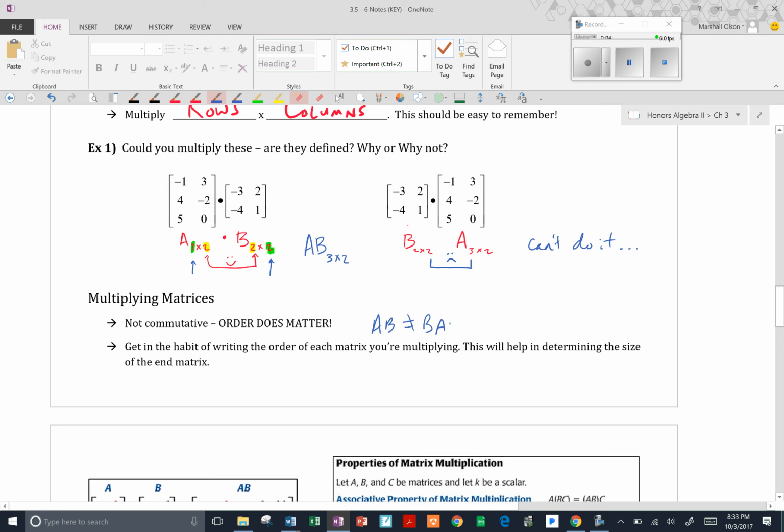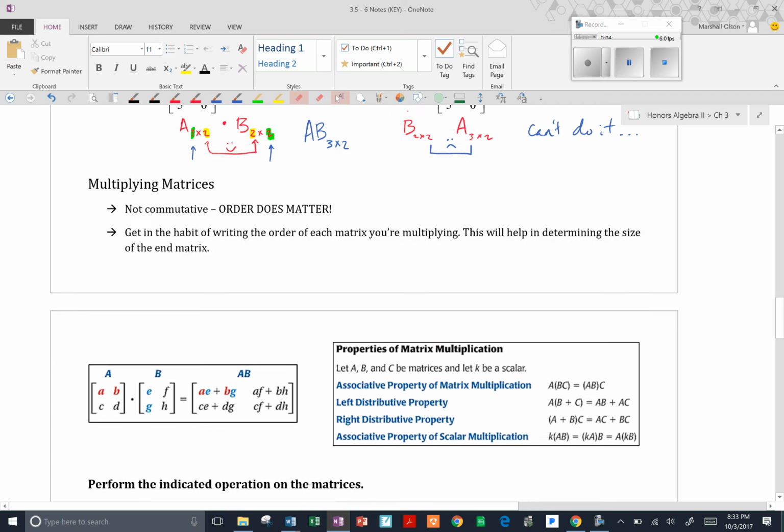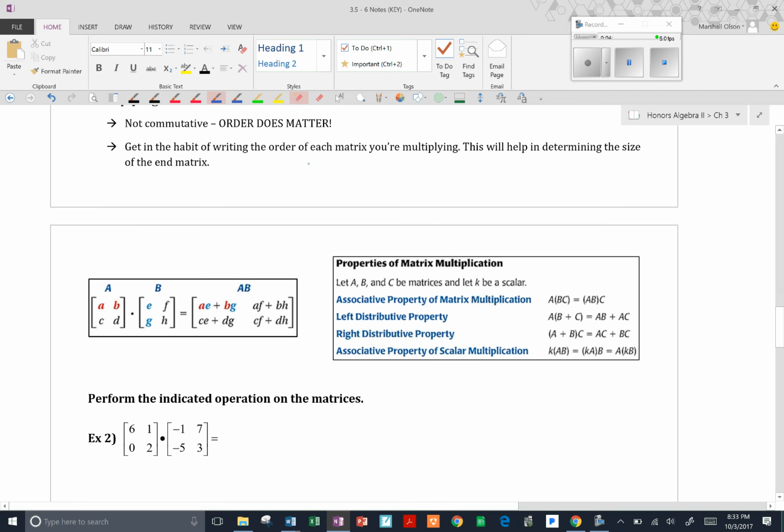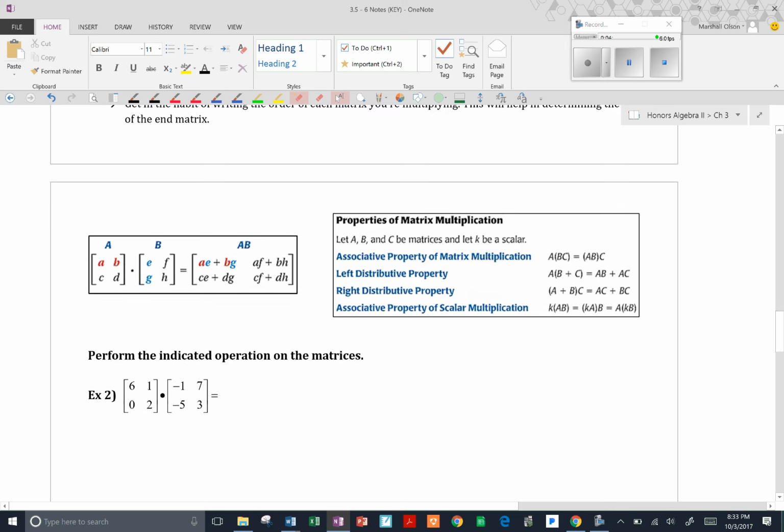They might, by some crazy thing that we're going to talk about later on, one of them being the identity matrix. But for right now, just know that they're not commutative. You can't flip things around here. So it's important to know what order you're going in. So I wrote, get in the habit of writing the order of each matrix you're multiplying. This is going to help you determine the size of the end matrix. So we're always going to do that.